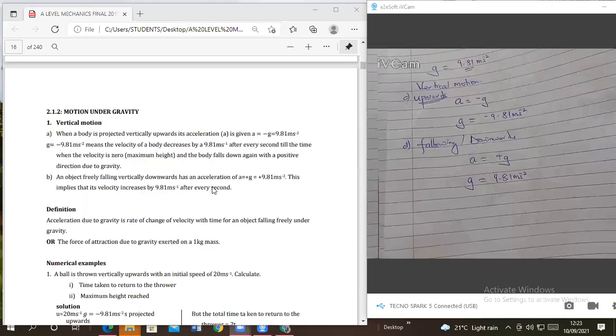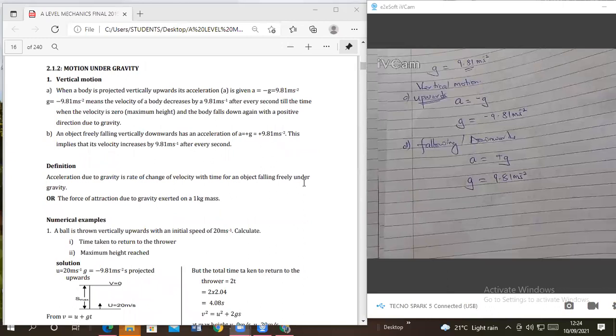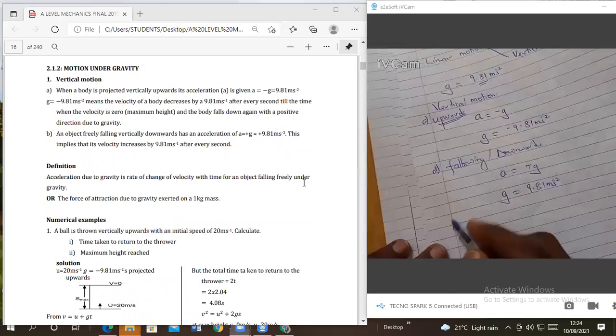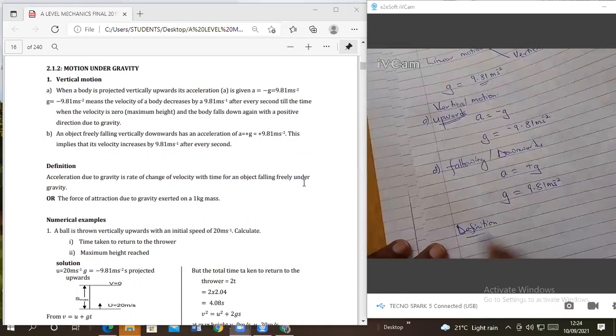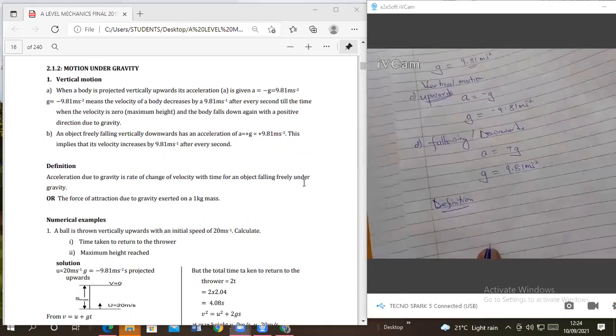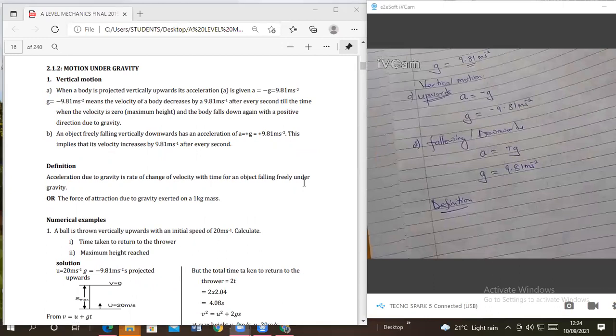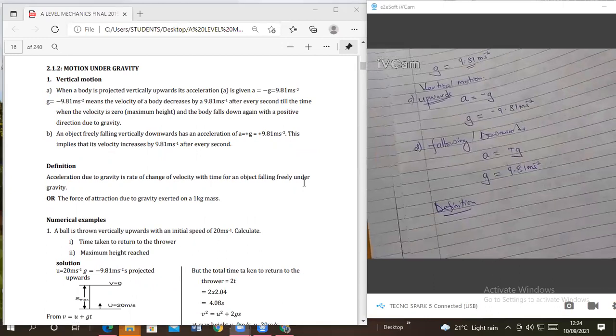Now definition. Let's define acceleration due to gravity. Write down the definition. So acceleration due to gravity, remember, is still acceleration. But this time, the only difference is that the body is now moving vertically. The other one was horizontally.